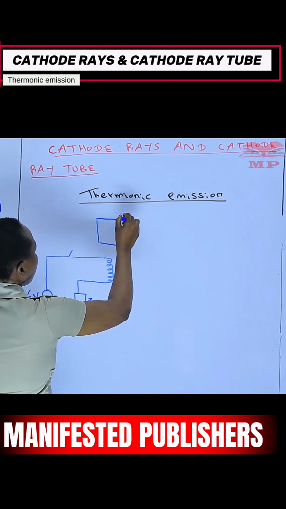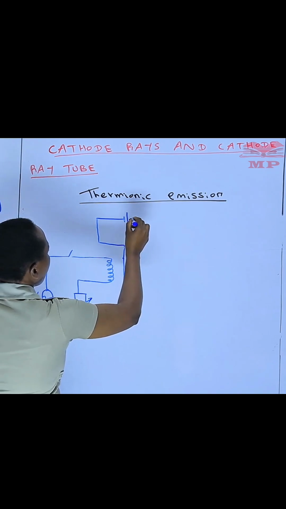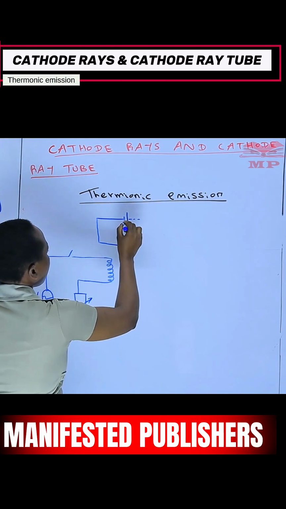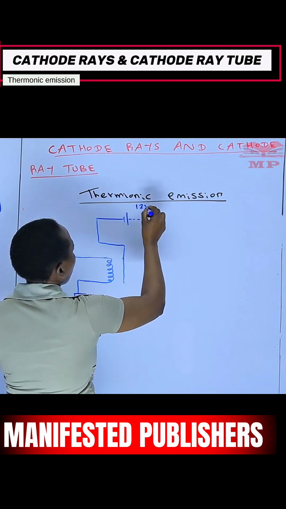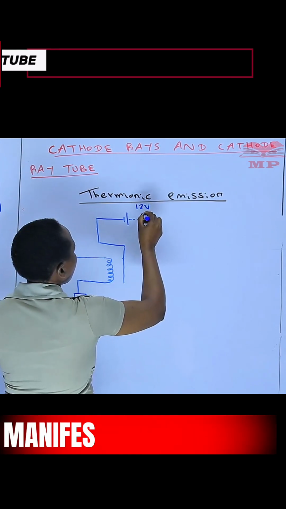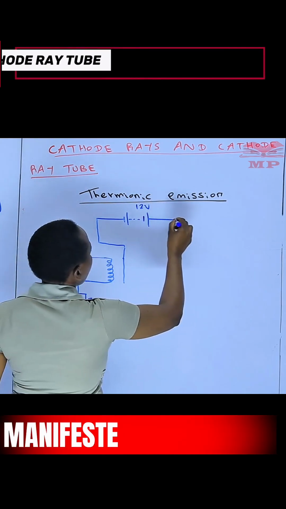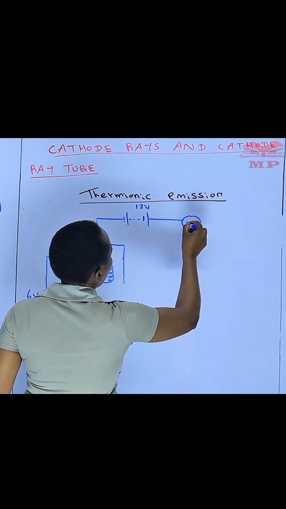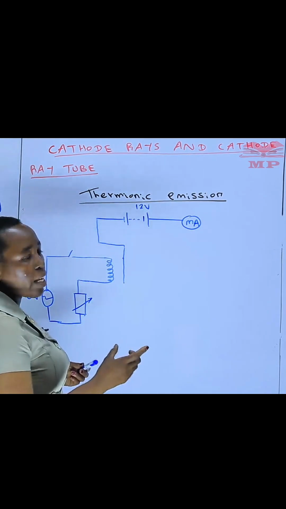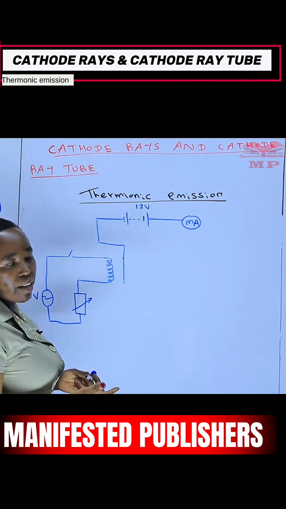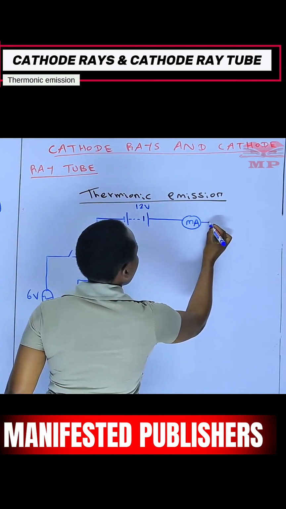to the negative terminal. This is the cathode connected to the negative terminal. This negative, then this is a supply of around 12 volts. So we have negative, positive, negative and positive. Then connected to a milliammeter. A milliammeter is able to record the small changes in current. It is able to read some very small amounts of current.